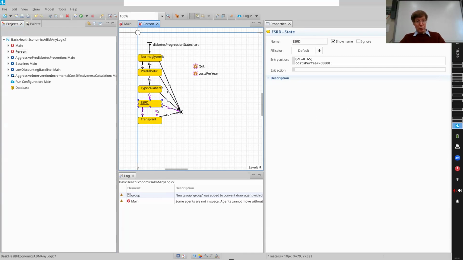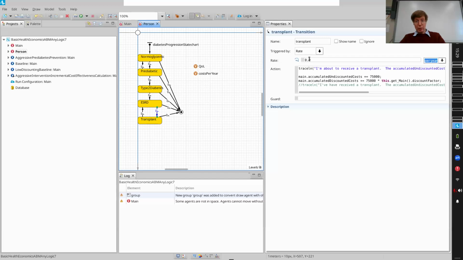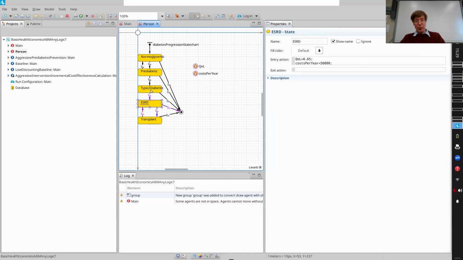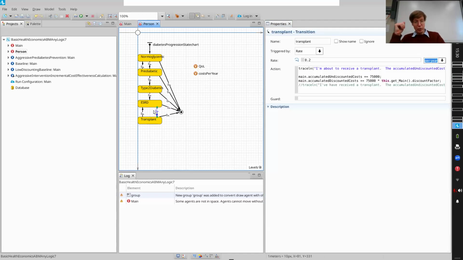Moreover, there are certain transitions here, such as a transplant transition, which impose costs in and of themselves. So many costs are accumulated just by being in a state. You have a cost per year induced by an agent being in that state. They contribute that amount per year. But then there are certain transitions which are care-intensive transitions, like receiving a transplant, a graft, which impose a cost at that instant.